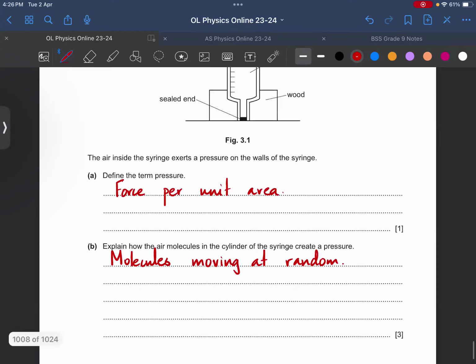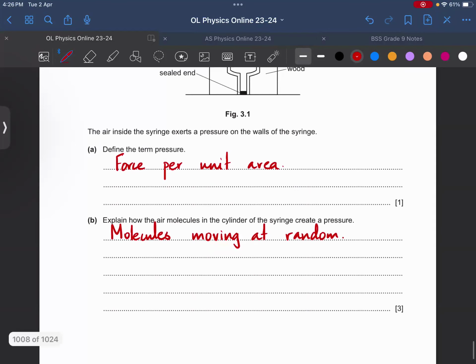ठीक है? We cannot predict what direction this is. This is what is meant by random. So then these molecules collide with the walls of the container.